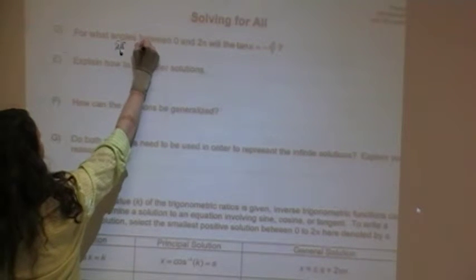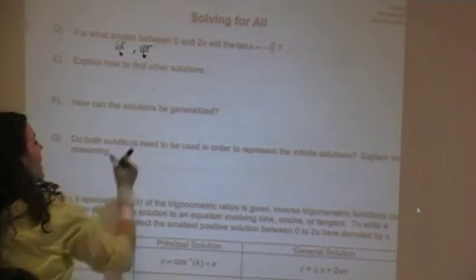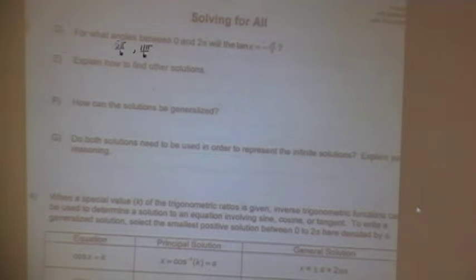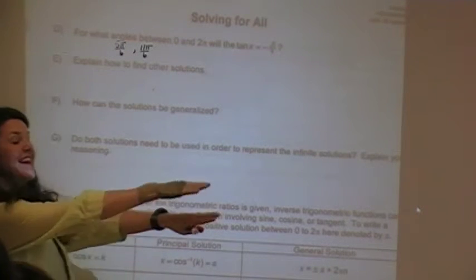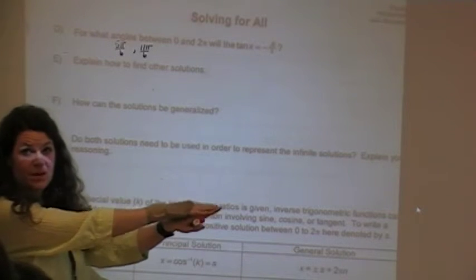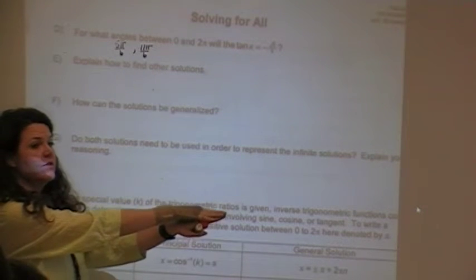If you're not sure how we got 11 pi over 6, we know we need to be in quadrant 4. This is 12 pi over 6 because it's 2 pi. So if we go down 1, you get 11 pi over 6.